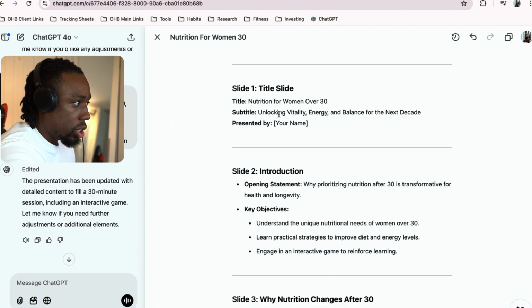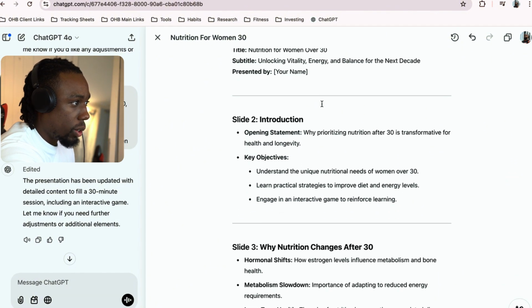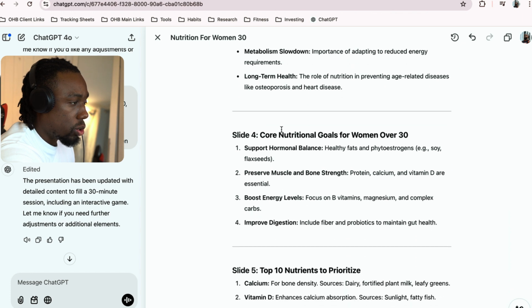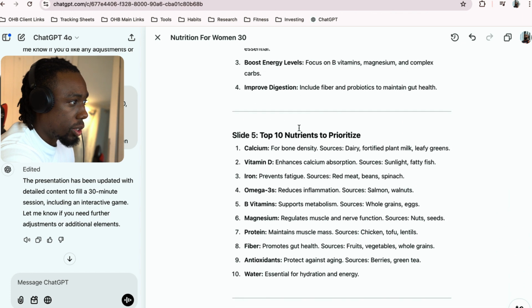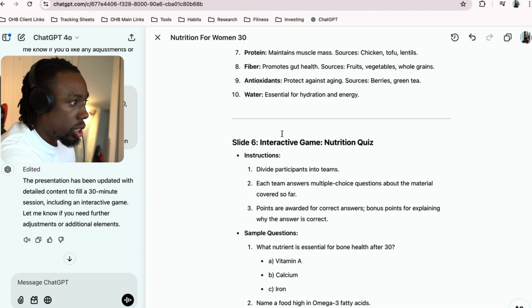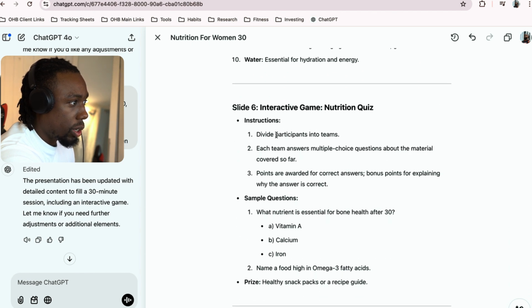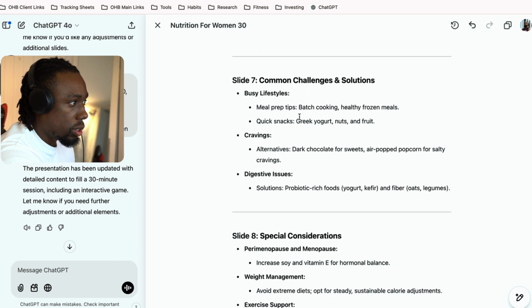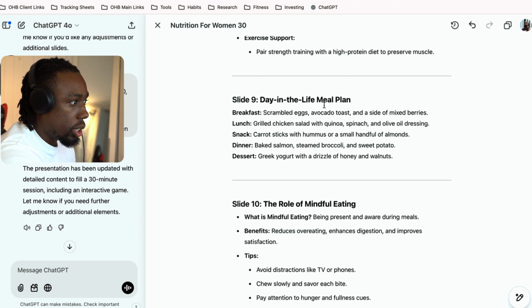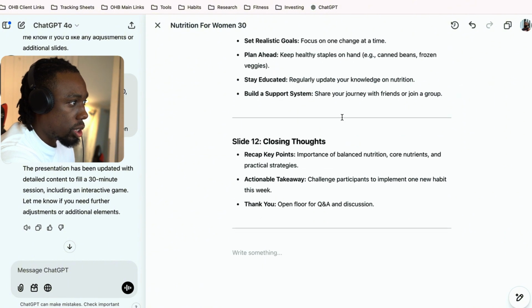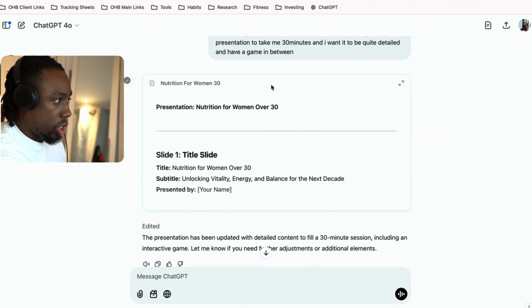So this is the edited version, right? Here, opening statement, wipes is there. Unique by nutrition changes, core nutritional goals. So everything's pretty much the same. Slide 5, 10 nutrients to prioritize. Interactive games, it has given us a game, divided participants into teams. Each team answers multiple choice. There you go. Sample questions, it didn't give you the answers. There you go. All right. The role of mindful eating, day in the life, meal plan, practical tips for long-term success. There you go. Really great presentation, to be honest with you.